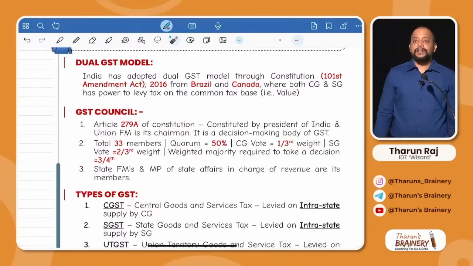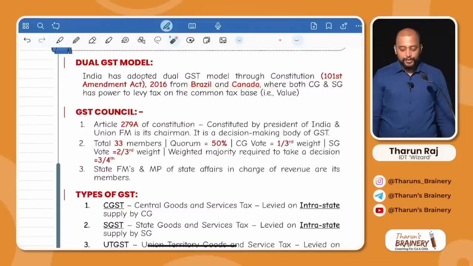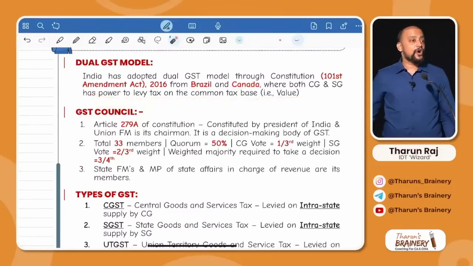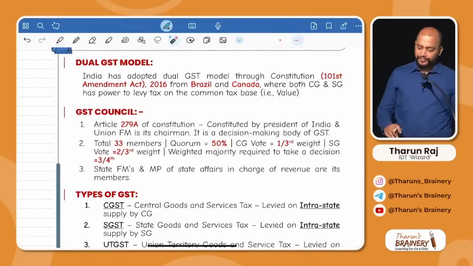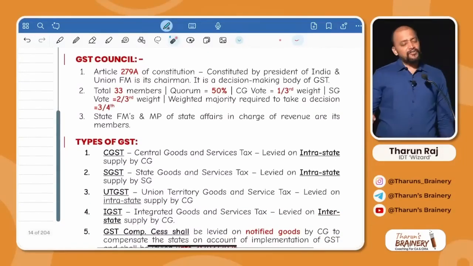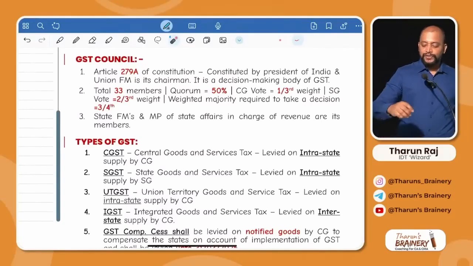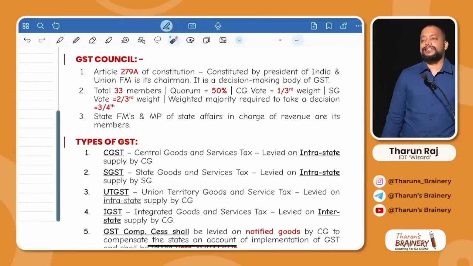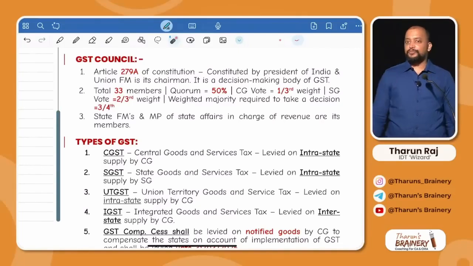And India adopted the GST law from where? Brazil and Canada, where both the central government and the state government have power to levy tax on the common tax base, that is value. Now, as India follows the dual GST model, who will levy GST? Only the central government or both CG and SG? Very good, both CG and SG.